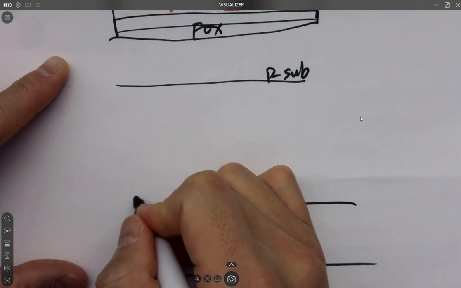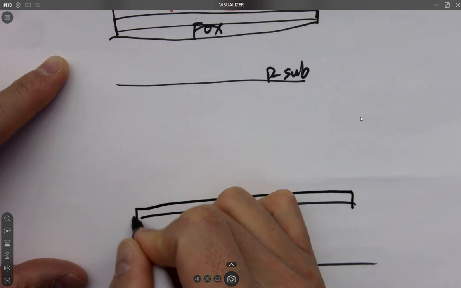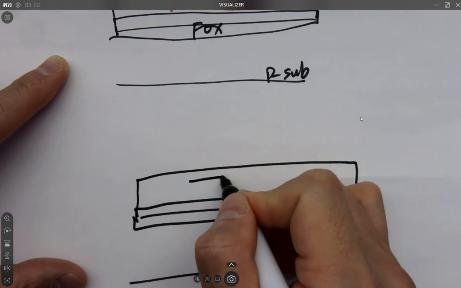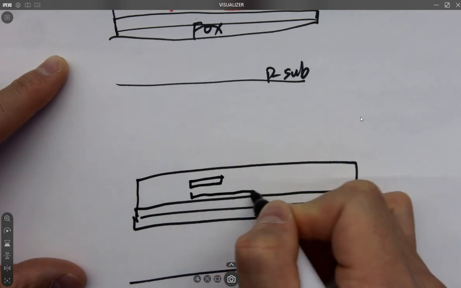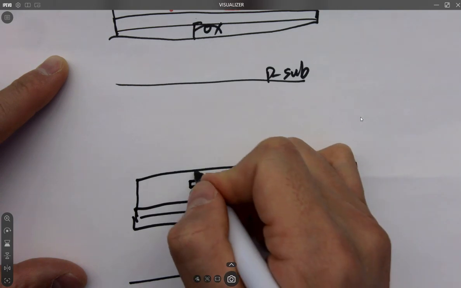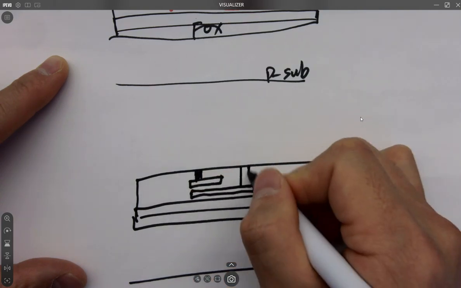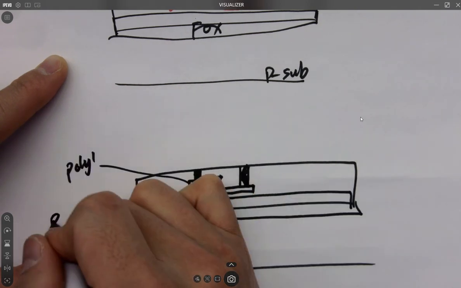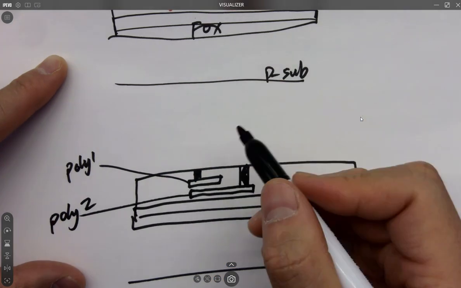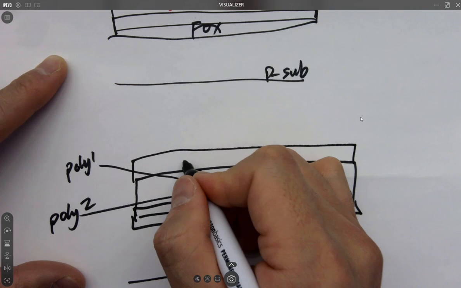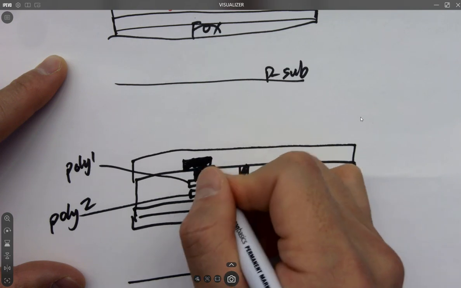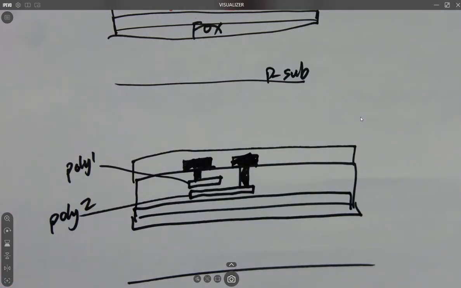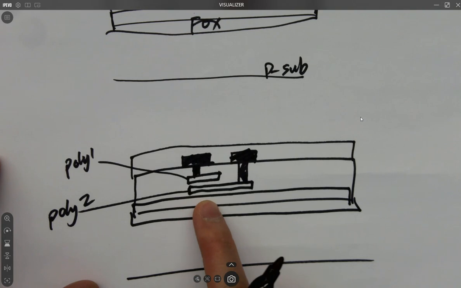P sub, right? Fox, poly, and you have two poly layers here actually. Poly 1 and poly 2. You can drill vias to metal 1 to form a cap. So if it doesn't come directly from the polysilicon, I believe you don't have a gate oxide if it's not a gate.